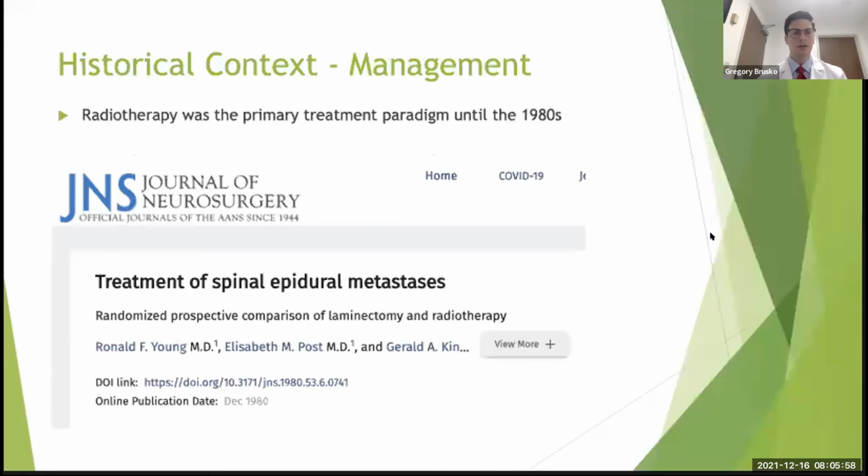And then finally, some of the historical management principles. Primarily, radiotherapy was the treatment paradigm well into the 1980s. This paper that was published in 1980 in JNS for the treatment of spinal epidural metastases was a randomized prospective trial comparing laminectomy followed by radiotherapy to just radiotherapy alone in the treatment of epidural spinal disease. And they found no significant difference between the effectiveness of the two treatment methods related to pain relief, improved ambulation, and/or sphincter function. So essentially what they found, patients with an incomplete injury fared well regardless of treatment, and those with a complete injury, as expected, fared poorly.